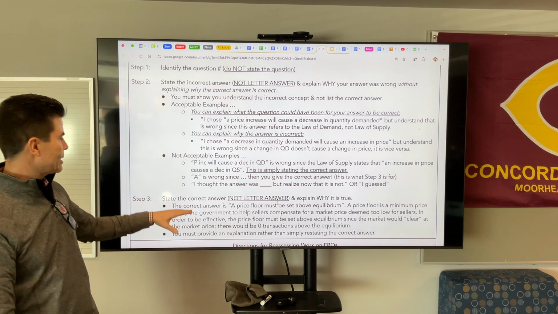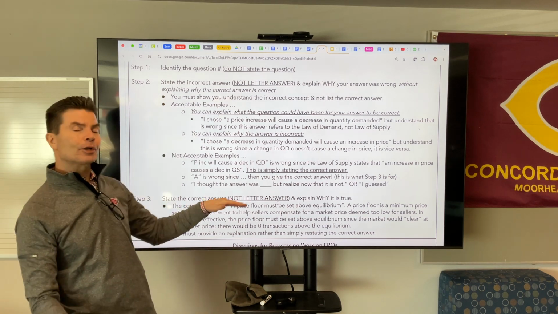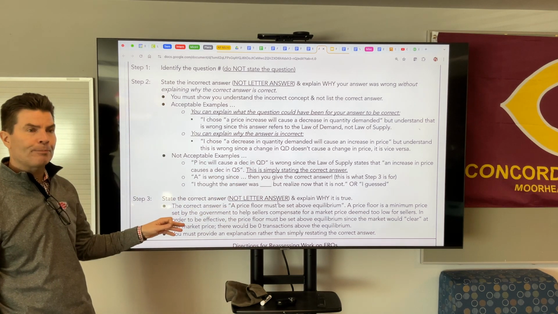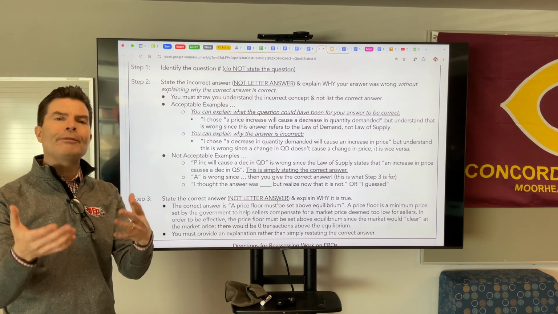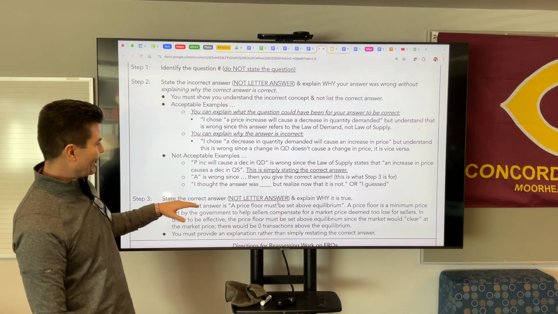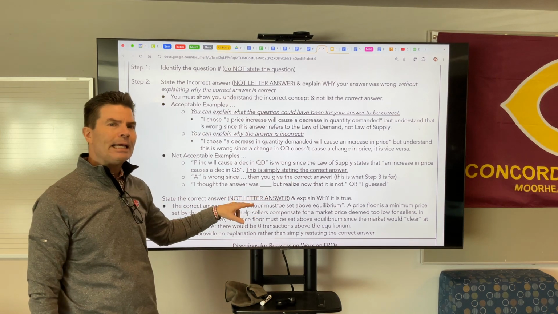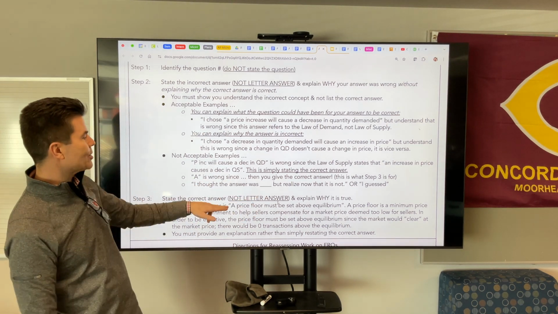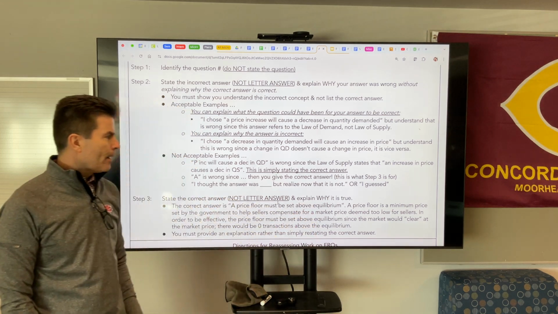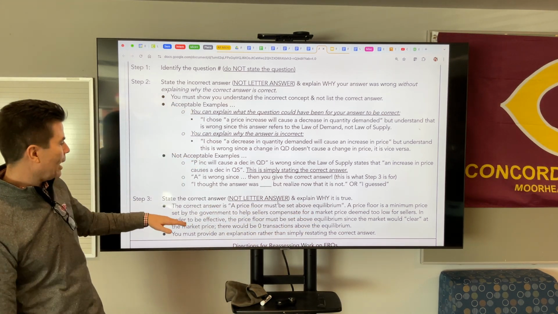So the next one, it says, you need to state the correct answer. So in part 3, you're explaining why the correct answer is correct. So again, state the correct answer. Do not say the correct answer is D. So here's the correct answer. The correct answer is here, and a price floor is a minimum price set by the government.